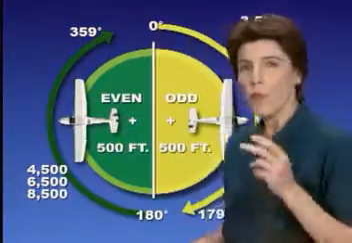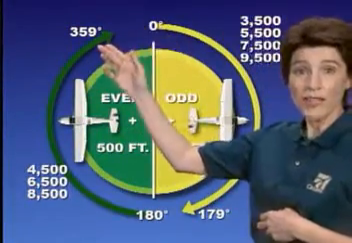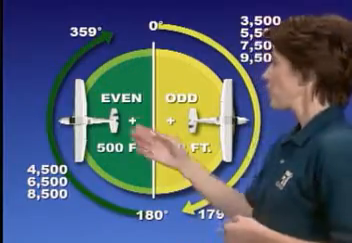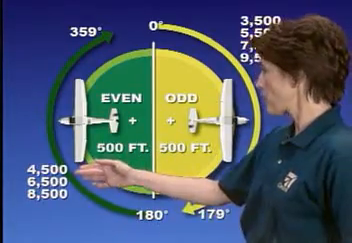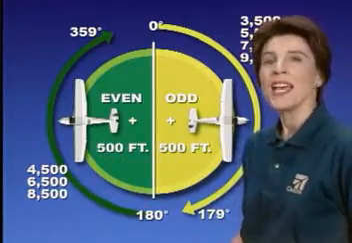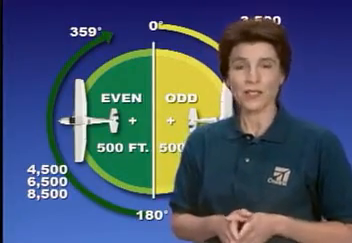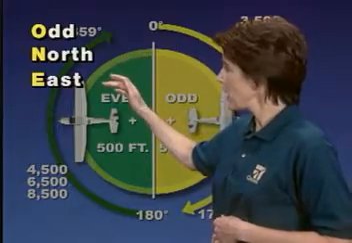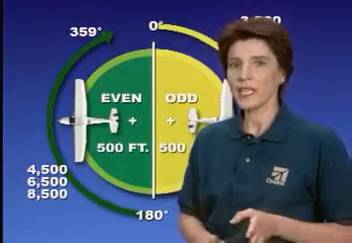On magnetic courses of 180 degrees through 359 degrees, basically south and west, you fly even altitudes plus 500 feet. That would give you an altitude of 4,500 feet, 6,500 feet, 8,500 feet, and so on. An easy way to remember exactly where the degrees split between the odd and the even altitudes is to use the memory phrase: O stands for odd, N stands for north, E stands for east. A snap, right? This way, VFR aircraft traveling in different directions will be separated by 1,000 feet.